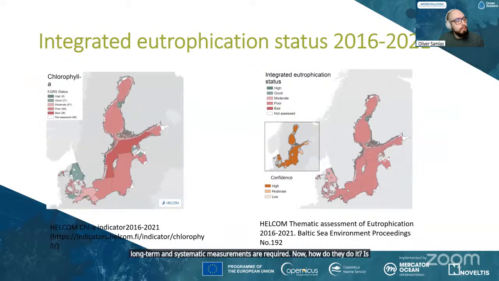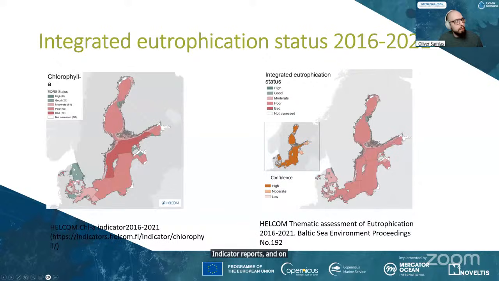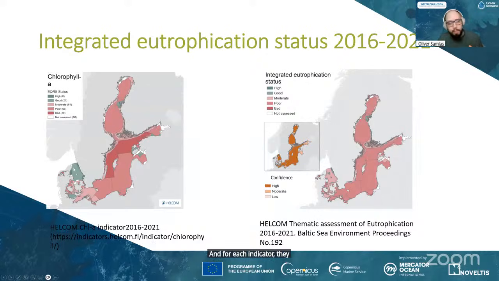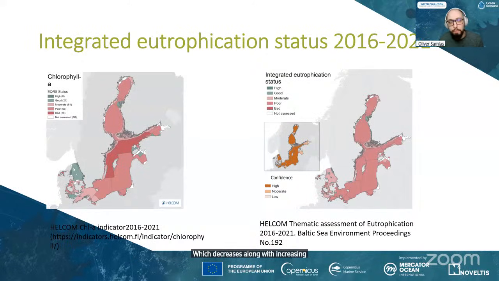Now, how do they do it? They make these indicator reports, and on the left side you can see an example of the chlorophyll A indicator. And for each indicator, they calculate the EQR, which is the ecological quality ratio, which is then scaled after normalization to 5 classes of 0.2 width, and then you get the eutrophication quality ratio scaled. And what that shows is the present concentration in relation to the reference value, which decreases along with increasing eutrophication.